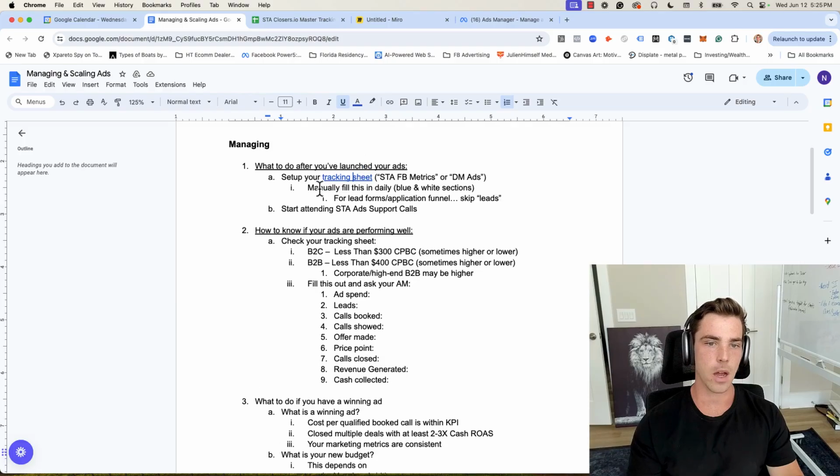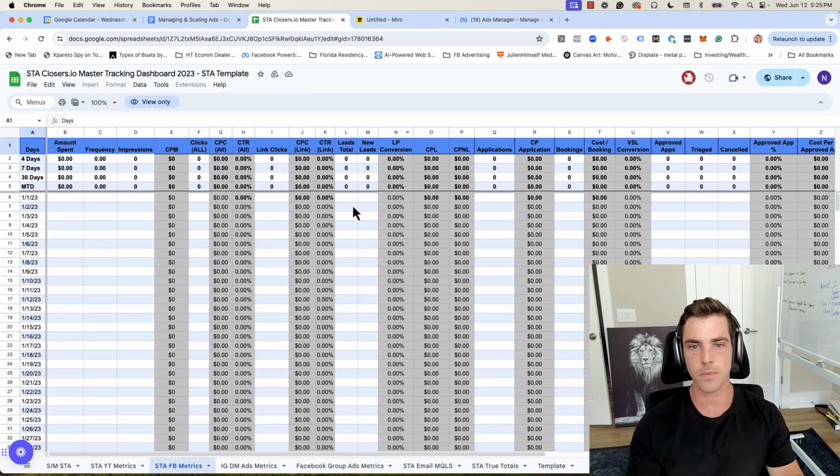Okay, now one caveat here just to make sure everyone understands, you only are going to fill in the white and blue boxes, the white and blue cells. Everything in gray auto-populates with a formula based on these other metrics here, okay?